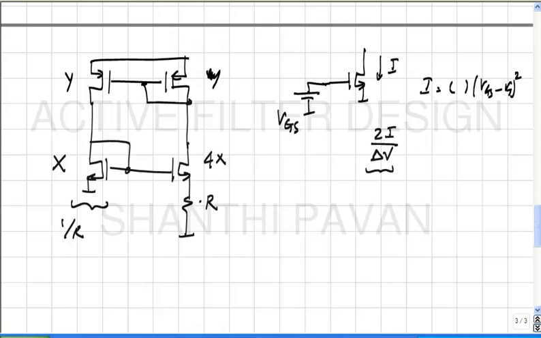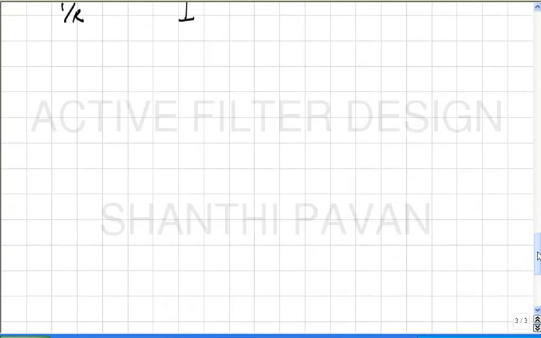Okay. Now given this background, the question is what current should I pass through this device so that its transconductance is 1 by R. That is the question we want to ask. How will I figure out in the lab what current I must push into this transistor in order to get a transconductance 1 by R, given the discussion we just had?